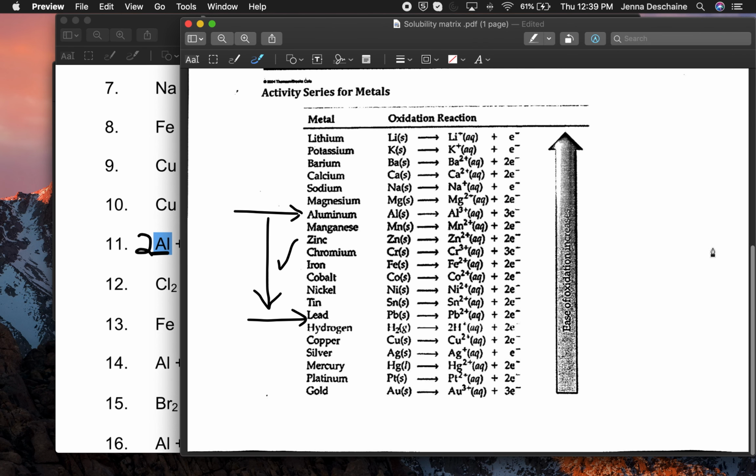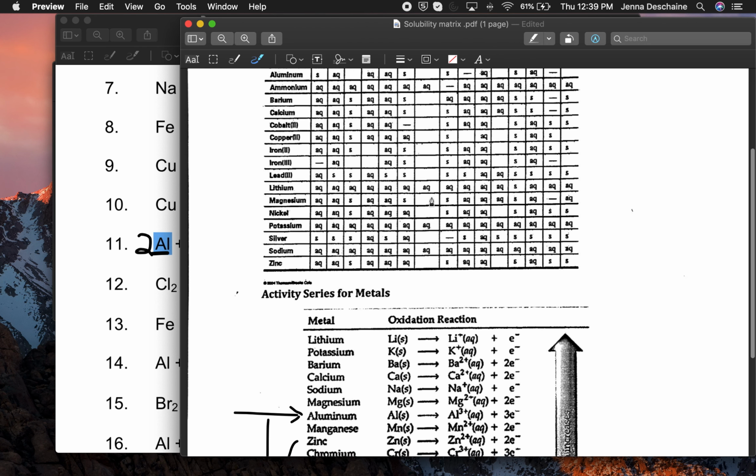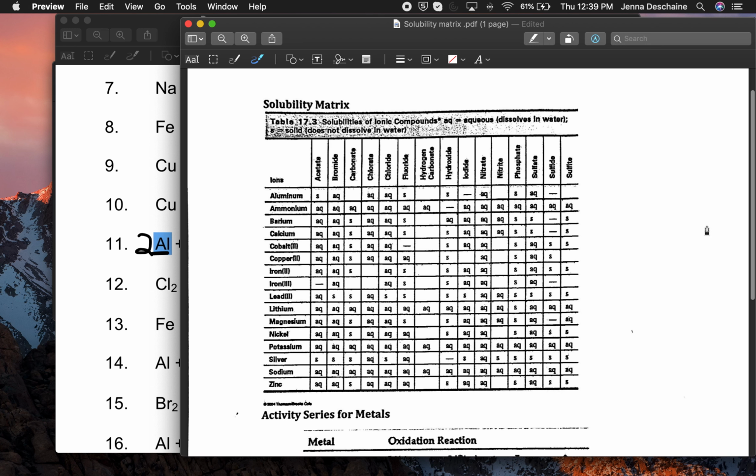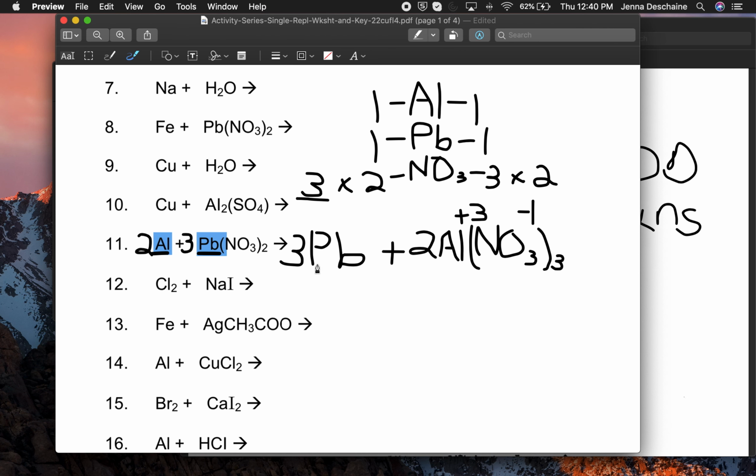When it comes to single displacement reactions, there's no need to worry about the solubility chart, okay? I only really want us to use this for the double displacement reactions, okay? Don't worry about it for single displacement. All right, so that would be my final answer for this problem, okay?